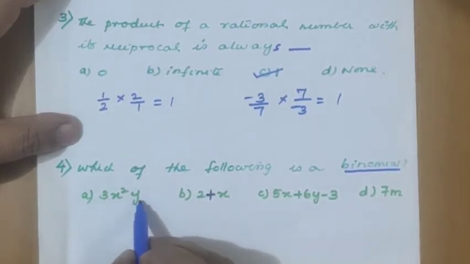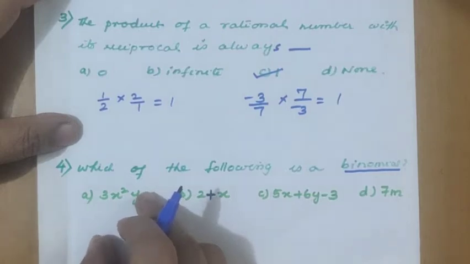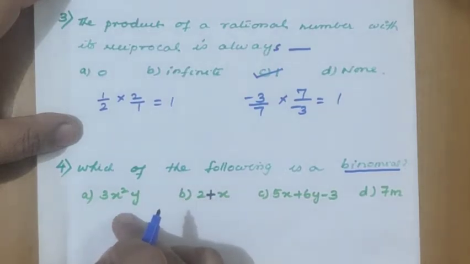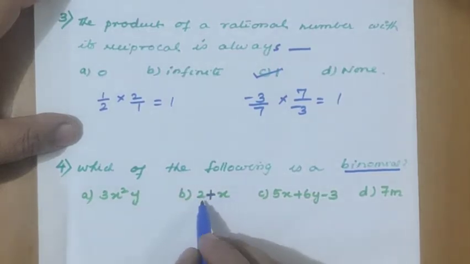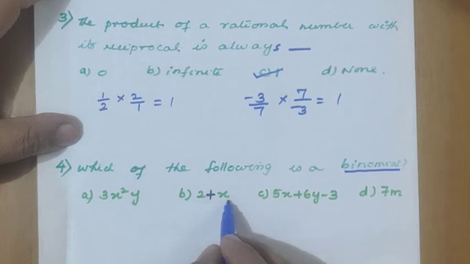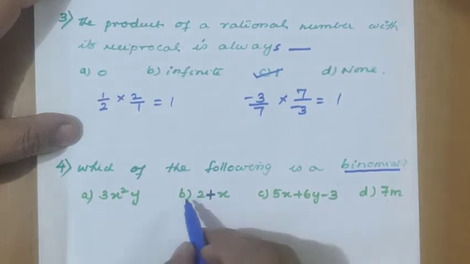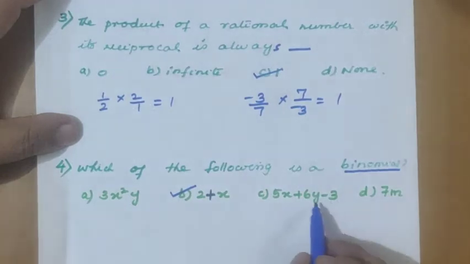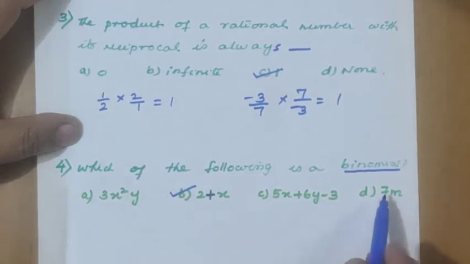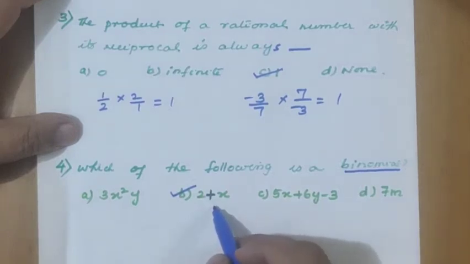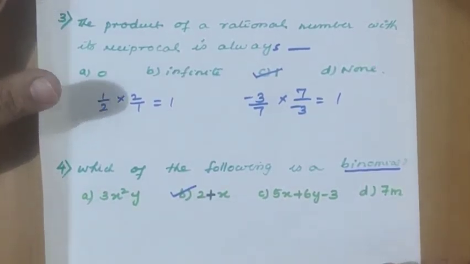So 3x square y, nothing is added, it is a single term only, so it is an example for monomial. But 2 plus x, we know that the first term is 2 and the second term is x, so 2 terms are there, so this is a binomial. Now what about this one? 5x plus 6y minus 3. How many terms are there? 1, 2, 3. So it's a trinomial, so it's not an example. Next, 7m, again monomial only. So which is the correct answer? 2 plus x is the correct answer.